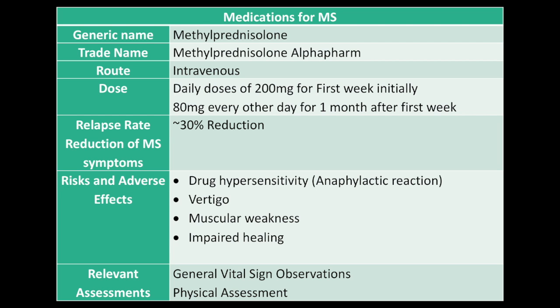Methylprednisolone is an example of a corticosteroid used in MS treatment. It is delivered intravenously at a daily dose of 200 milligrams for the first week initially, then 80 milligrams every other day for the first month after the first week. Adverse effects include drug hypersensitivity, vertigo, muscular weakness, and impaired hearing. Relevant assessments include general vital sign observations and physical assessment.